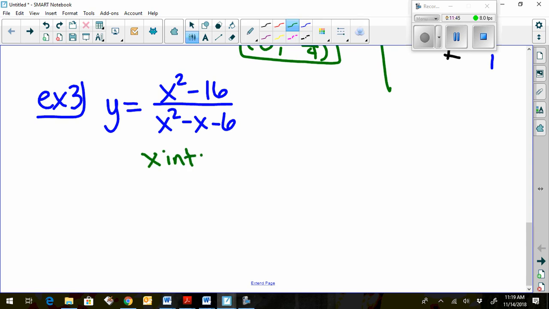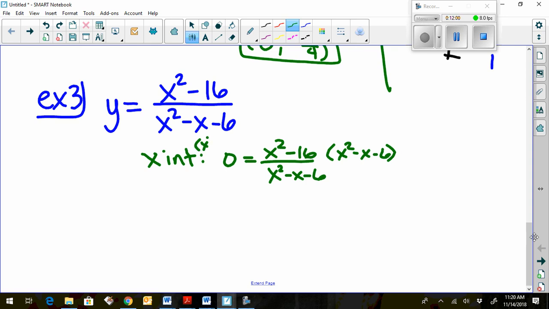And our x-intercept is when y equals 0. So we'll say 0 equals, and then the whole right side. And the only thing we really know how to do again is to multiply by that denominator. So I'm going to multiply both sides by the whole denominator. And when I multiply that by 0, anything times 0 is 0. So on the left side I'll get 0. On the right side they'll cancel out. So I'll end up with 0 equals x squared minus 16. And now I can just solve this because I don't have an x to the first term. I can add 16 to both sides.